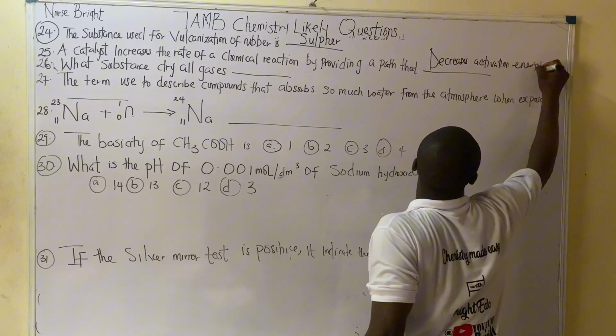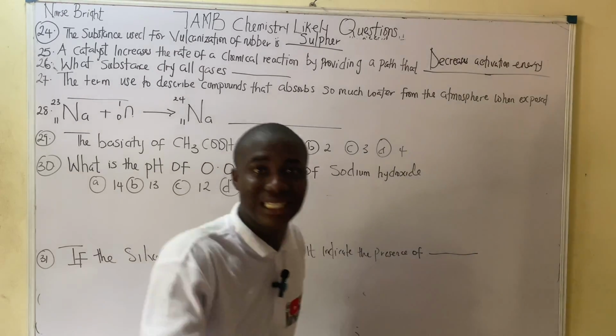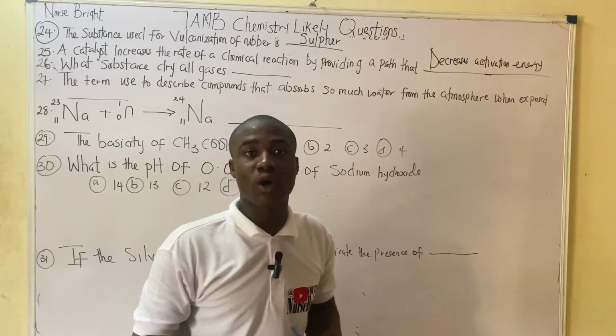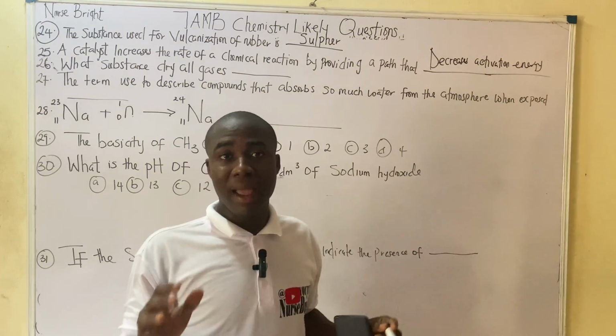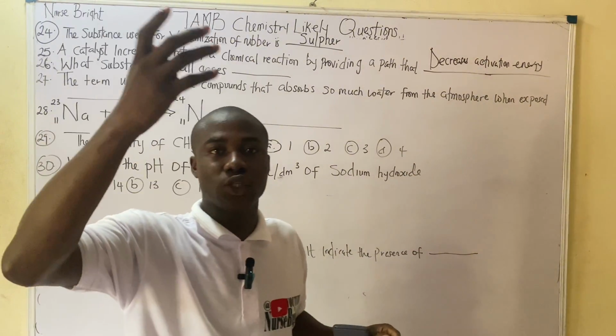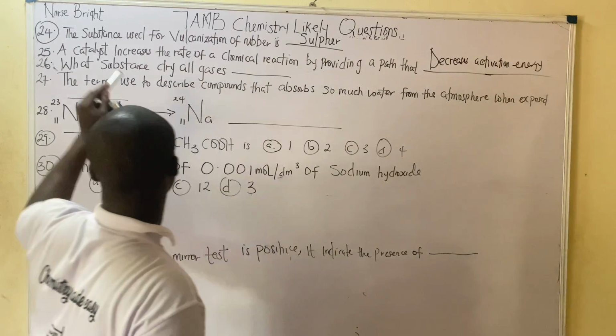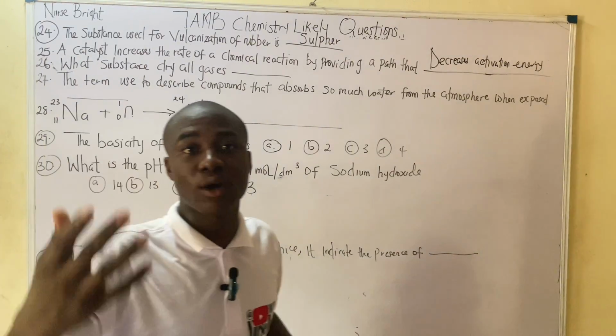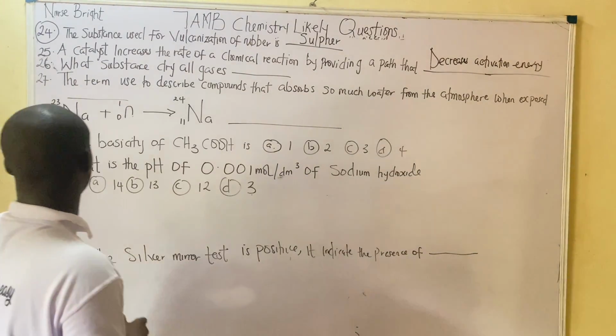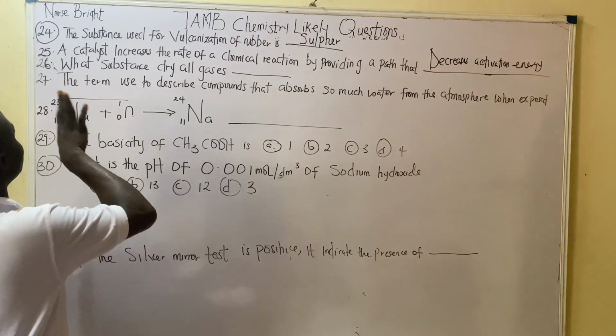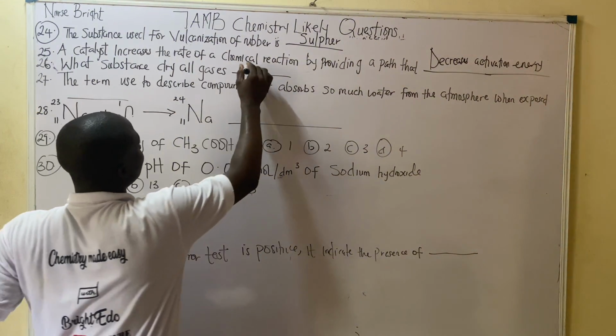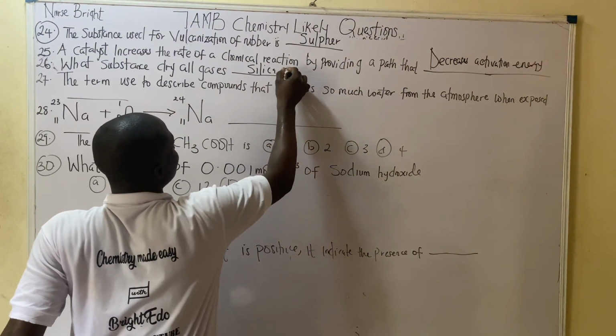Please take note, whenever we have a catalyst increasing the rate of reaction, it decreases what we call activation energy. Remember, a catalyst increases the rate of reaction, and in biology, this term catalyst can be called an enzyme. So let's get into the next question: what substance dries all gases? It is silica gel.